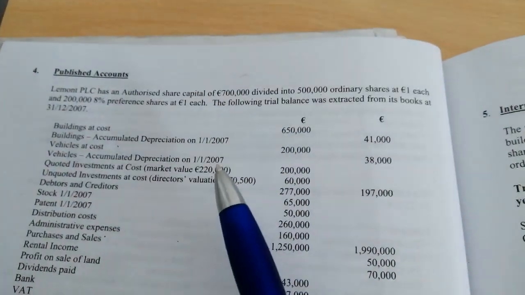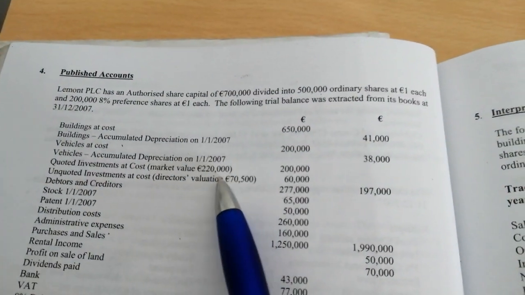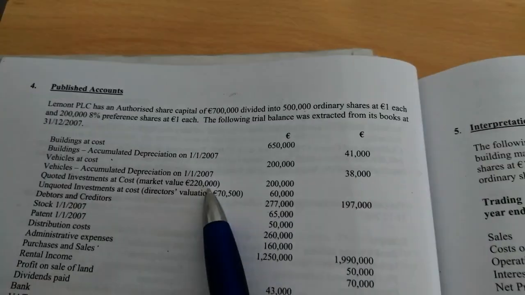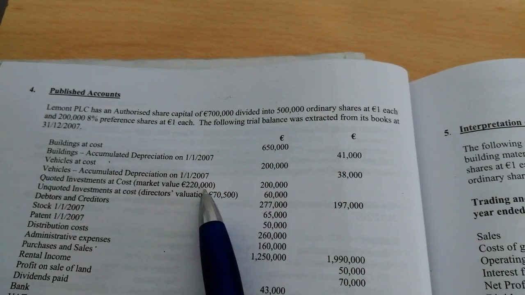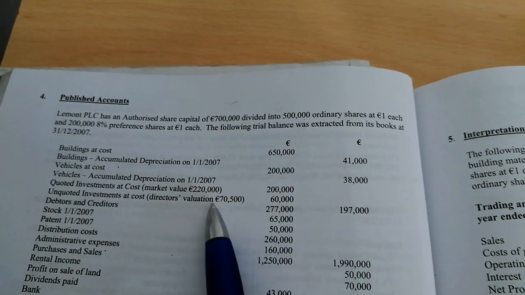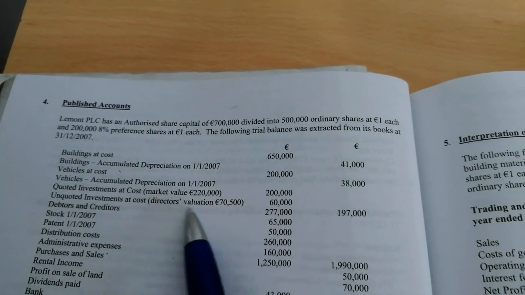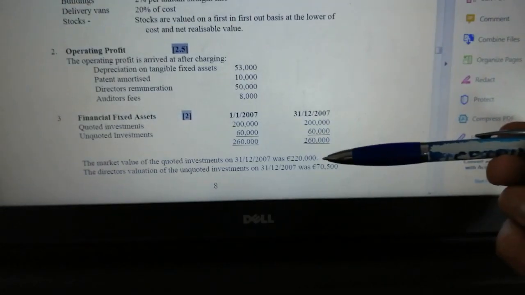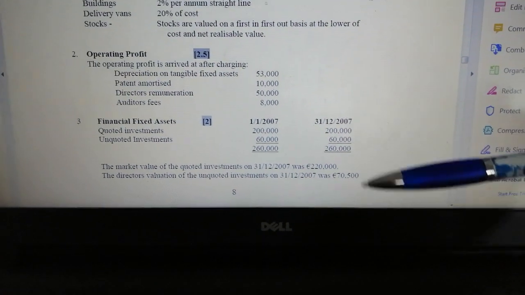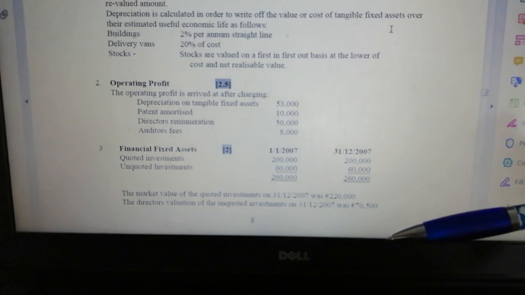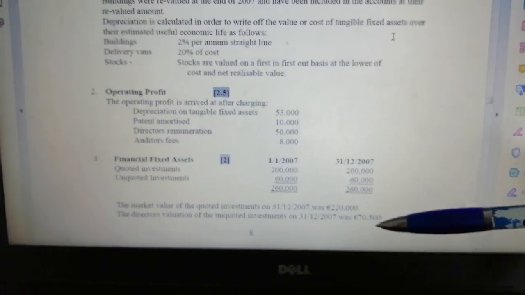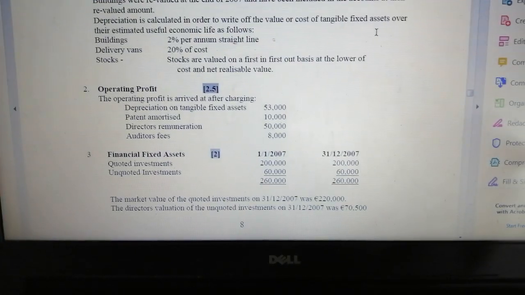And so then they'll give you in brackets here these figures of what the quoted investments are worth today on the market, or what they estimate they're worth today on the market, and what the unquoted investments are, what the director values them at or thinks that they're worth. So you must include these in just 2 lines underneath here as well, and you'll get your full marks there. Now 2 marks for that. I can only imagine it was something like half a mark, half a mark, half a mark, half a mark to get the full marks there.